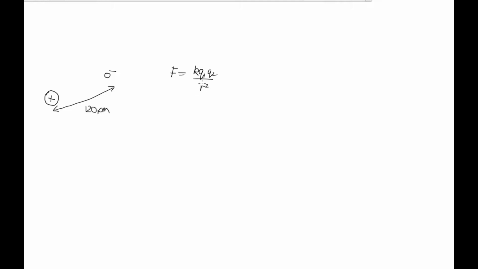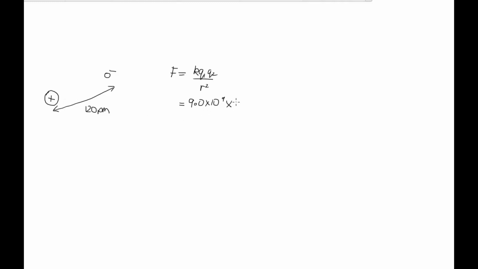So all we need to do is substitute into this equation. So K, we're told, is 9 times 10 to the 9. Now Q1 and Q2 are the charges on the proton and the electron. And we know that protons and electrons have the same magnitude charge. It's opposite in sign, but it's the same magnitude. So we can call Q1 the proton's charge.